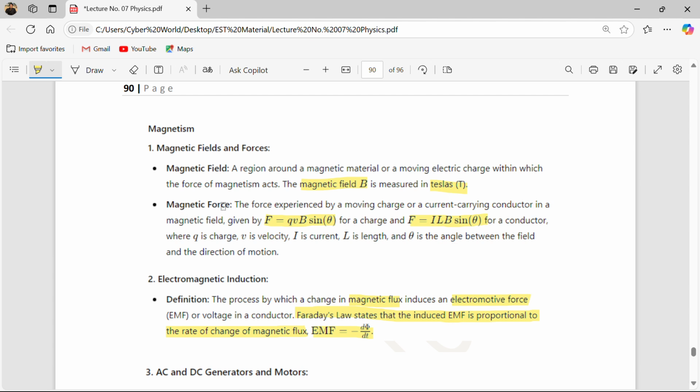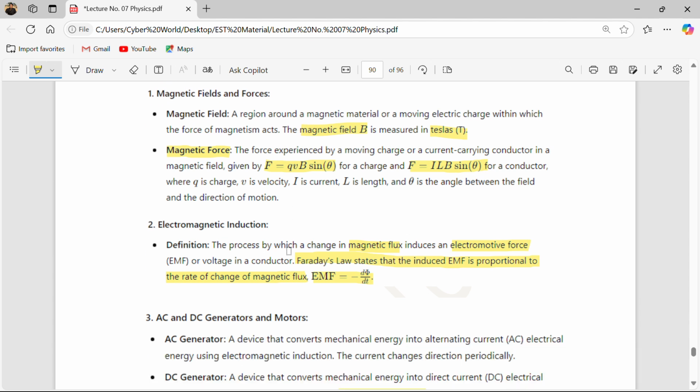And what is magnetic force? Magnetic force is basically the force that a charge experiences while moving inside a magnetic field. If a charge experiences a force, then it should be F equals QVB sine theta. And if a conductor experiences a force in a magnetic field, then it should be F equals ILB sine theta.